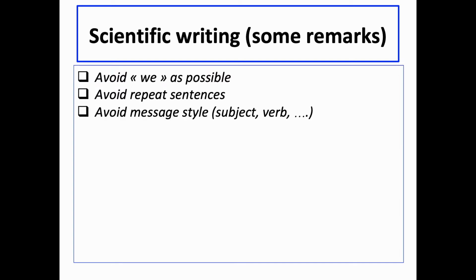You should also avoid the message style. What I call message style is when you write as if sending a message or writing a comment. All of your sentences should have a subject, a verb, and a complement, not just a verb with a complement, or only the subject and the verb. You should have a complete sentence. So avoid the message style when you are writing.